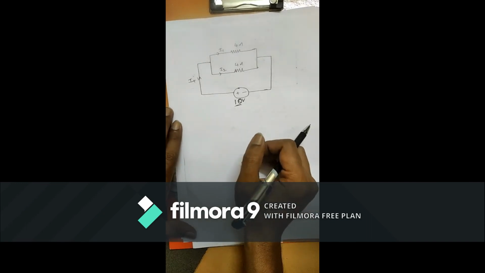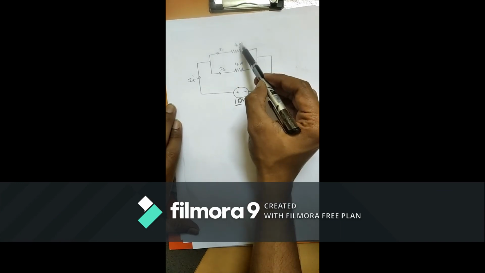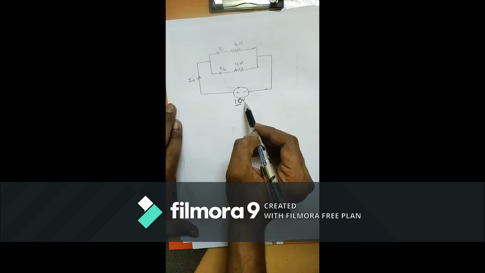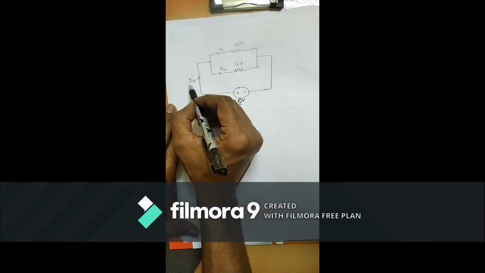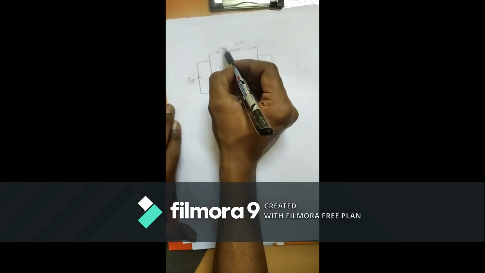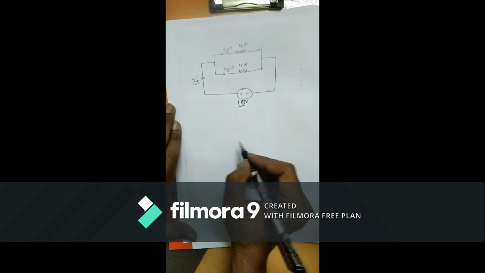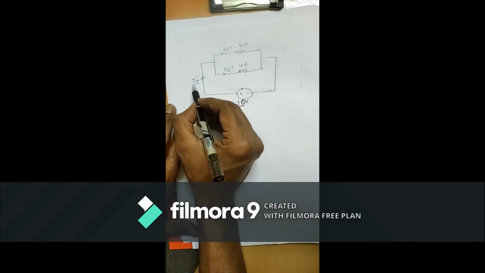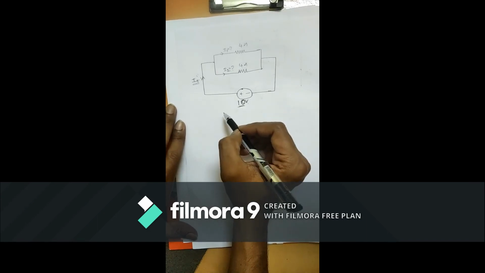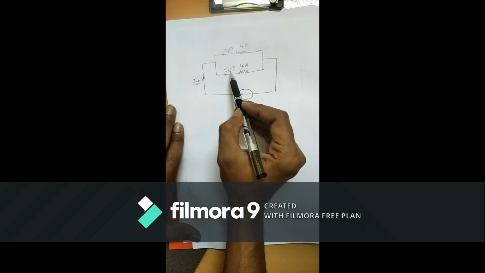I will solve one more problem on current division rule. In this given network, the 4 ohm and 4 ohm are connected in parallel, the applied voltage is 10 volt, and they have not given the total current IT in the network. For this network I have to find the branch currents I1 and I2. To apply the current division rule, I require this total current IT. So first you calculate the total current IT using Ohm's law, then you can apply the current division rule to find the branch currents I1 and I2.